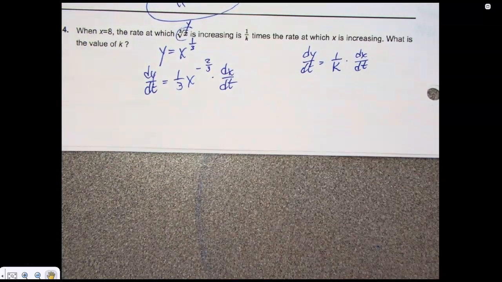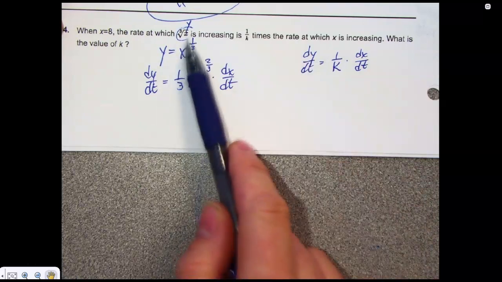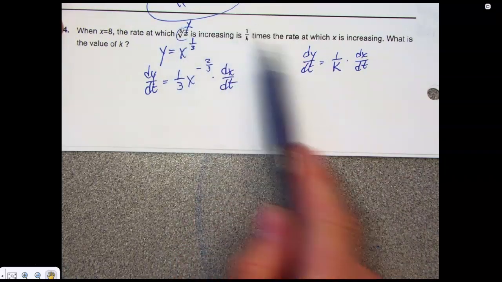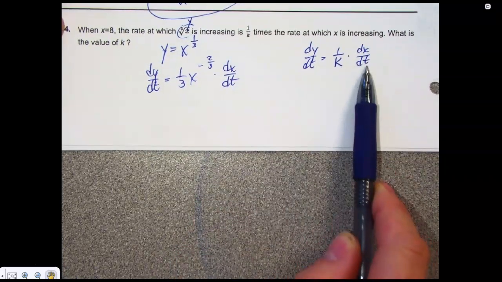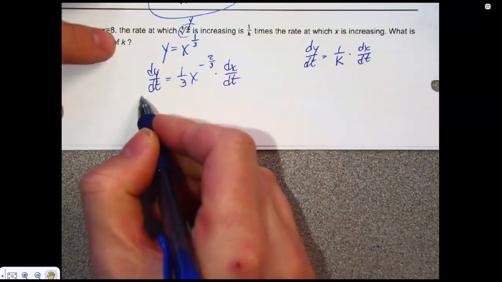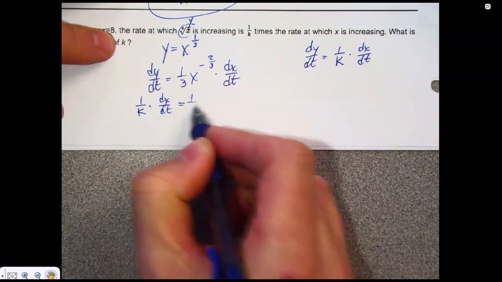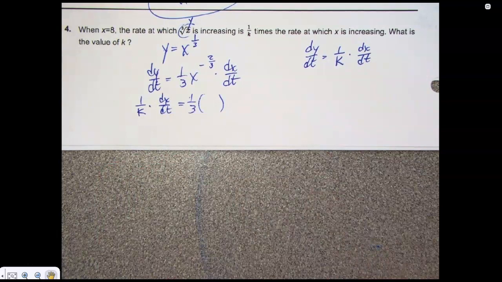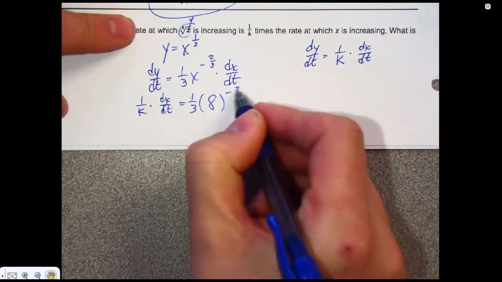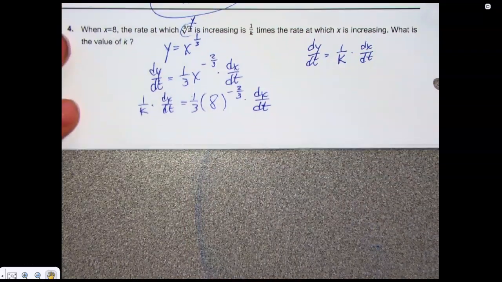So the y part is huge. Like if you didn't put a y there, you're kind of stuck from the get-go. And then they're saying that y value is increasing at 1 over k times the rate at which x is increasing. So then I can do my substitution. Okay, 1 over k times dx/dt equals 1/3. And what's x? 8 times dx/dt.